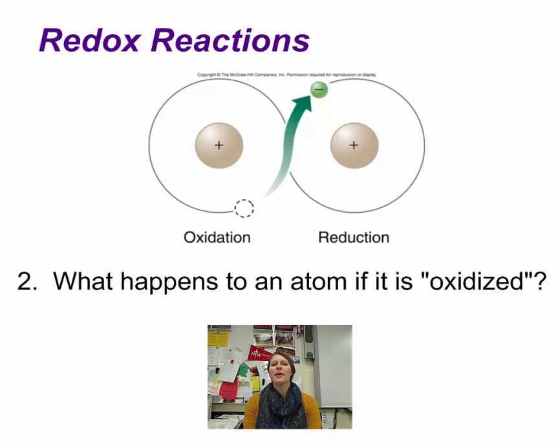The second question, what happens to an atom if it is oxidized? This picture is very simple for us, but here you have an atom with its nucleus and an electron that's going around the nucleus. If it leaves that atom and goes to another atom, then it is being oxidized. So what happens to an atom if it is oxidized? It loses electrons. That is what happens.